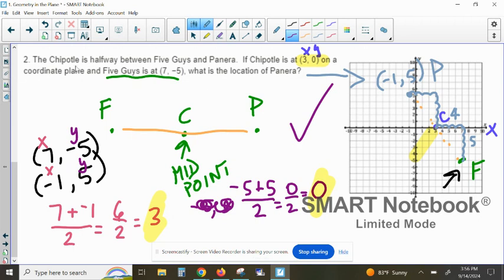So remember, make yourself a picture and ask yourself what they're asking, because sometimes they're asking for the midpoint and sometimes they're giving you the midpoint. So you've got to be careful and draw your picture and think about what the words say.